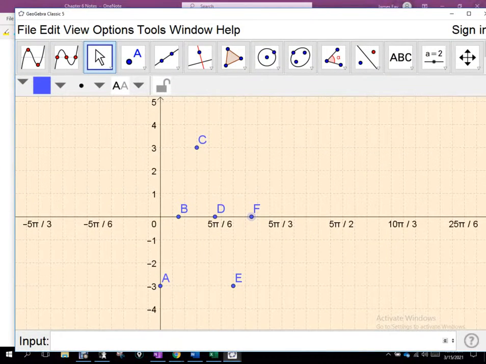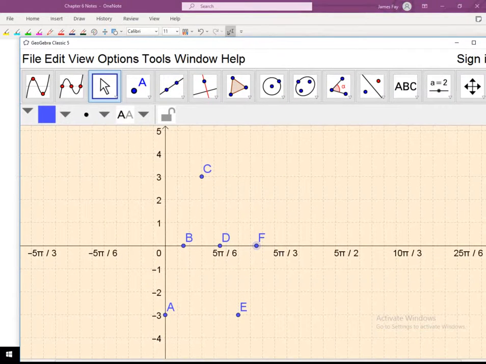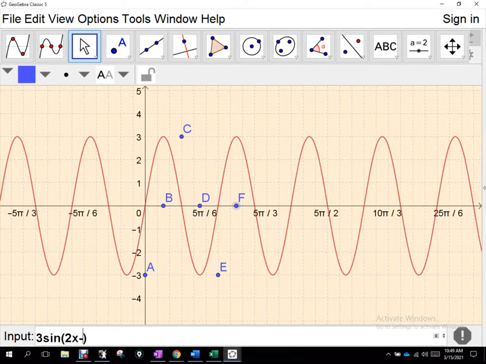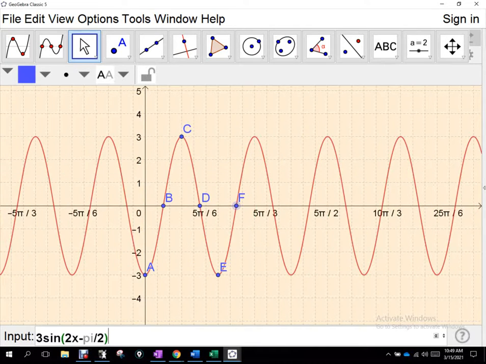Plot those points, and let's see if they do end up on the graph of 3 sine of 2x minus pi over 2. Do those points show up on there?